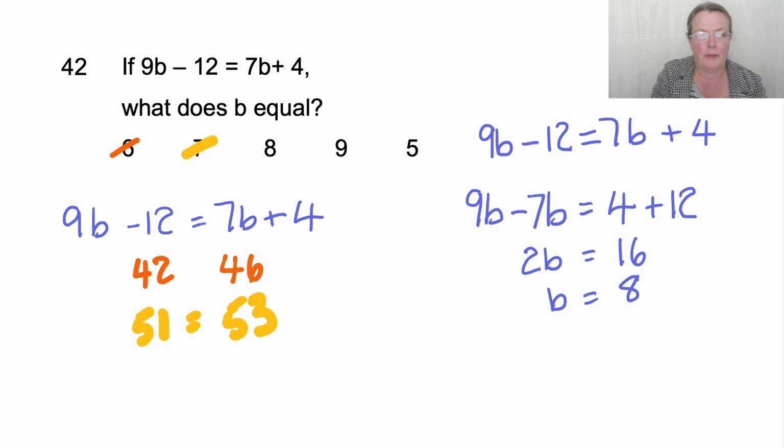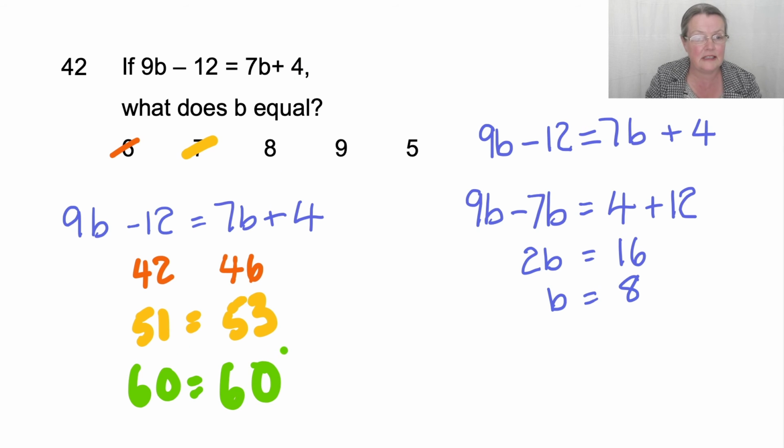Now let's see what happens when we try 8. Let's hope it works, because we know that 8's the answer over here, don't we? 9 times 8 is 72. Take away 12 is 60. And then 7 times 8 is 56. Plus 4 is 60. Does 60 equal 60? Yes, it does. So that's our answer.